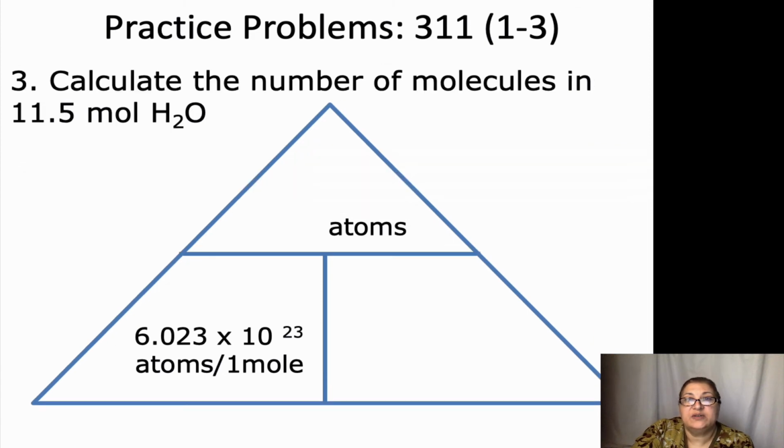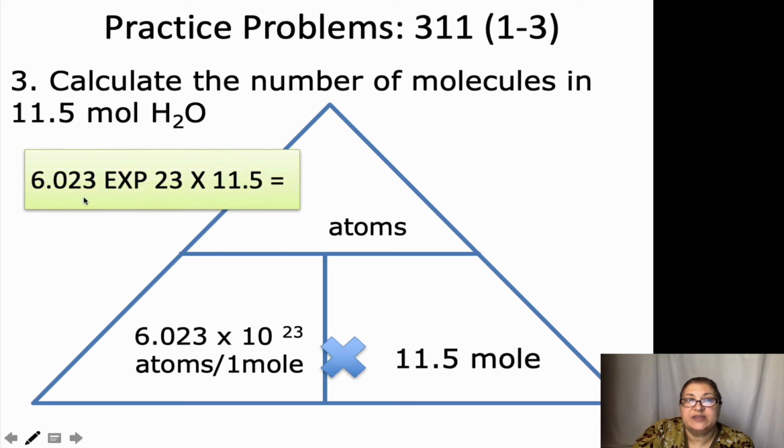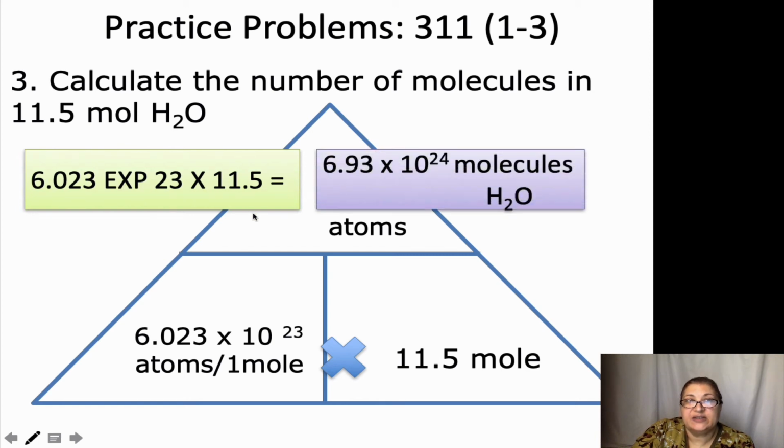Okay, let's do this one, which is also moles. You put the number of moles right here next to each other, so you multiply. These are the steps: 6.023 EXP 23 times 11.5. And this is the answer you should get. You should be double checking with these to make sure you know how to follow the steps.